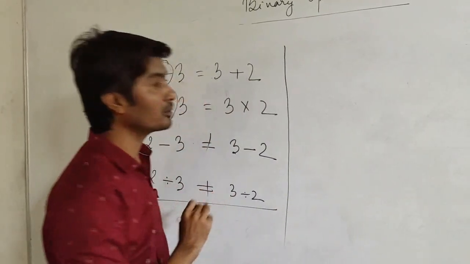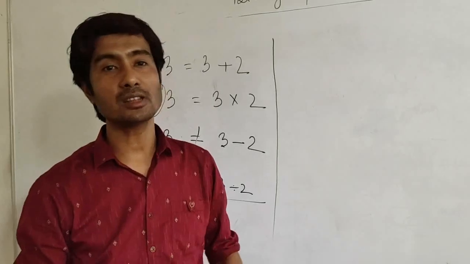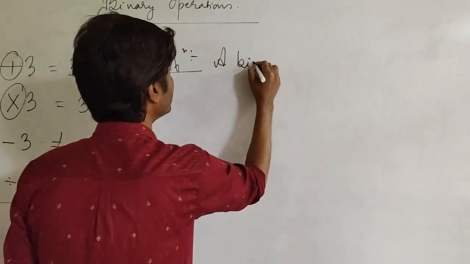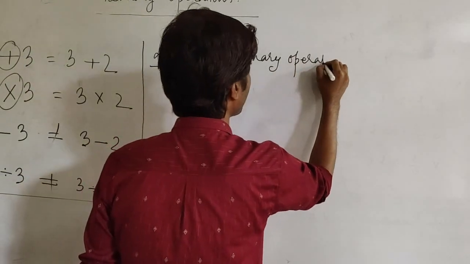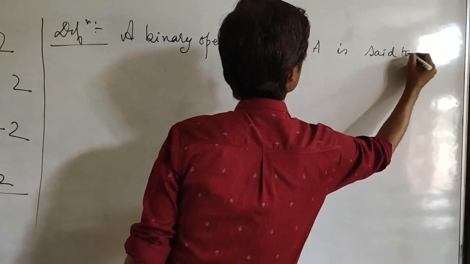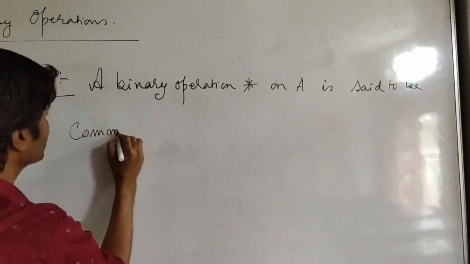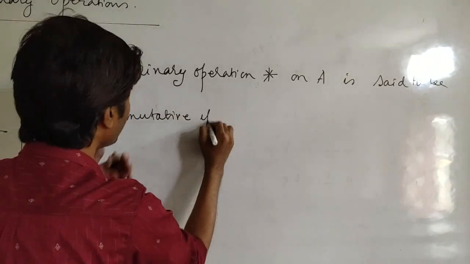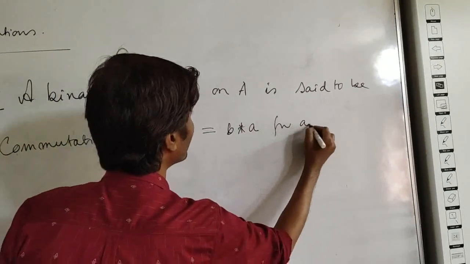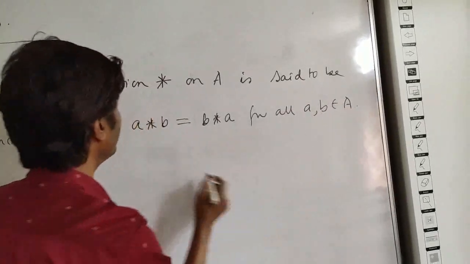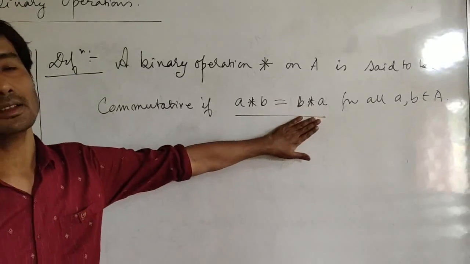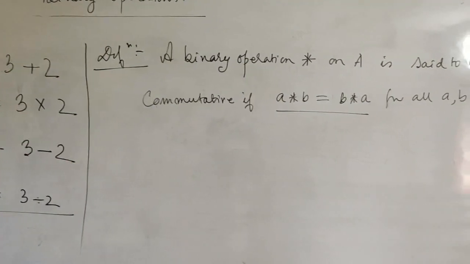Now, how can we define this commutative property for any binary operation star on a set A? Let us take the definition now. Definition: a binary operation star on A is said to be commutative if A star B is equal to B star A for all A, B in A. Whenever this is satisfied, irrespective of the values of A and B, we will say that this operation star is a commutative operation.